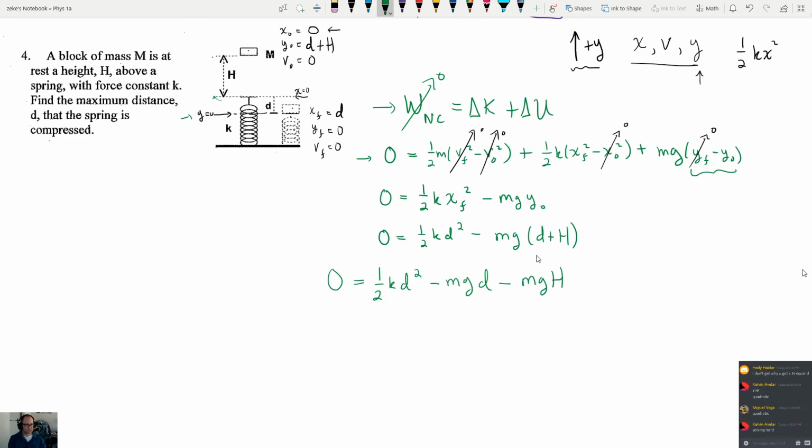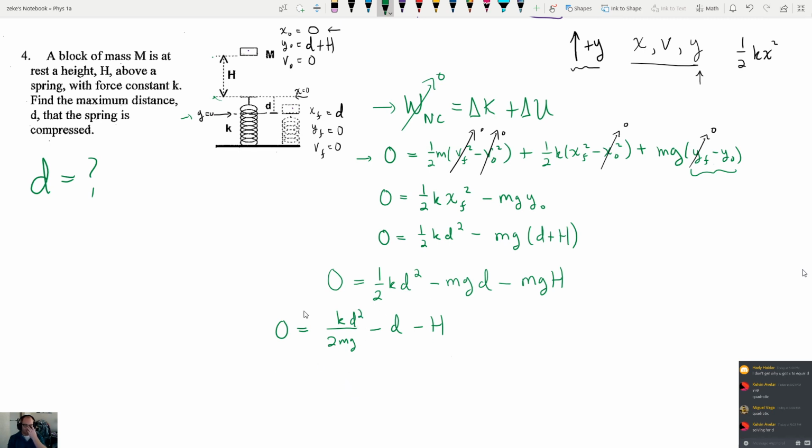It's a quadratic, right? Because we're solving for d. So this is a quadratic equation. I'm going to rewrite it like this. Each of these terms has an mg in it, right? Seems easier to just write it like that. And then we can plug that into a quadratic.